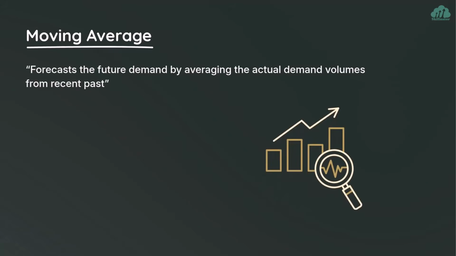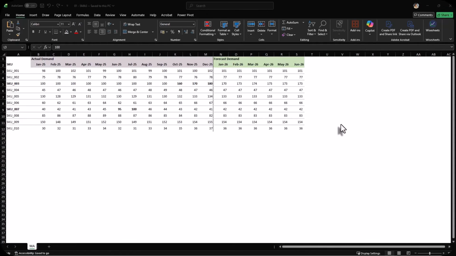Let's start with one of the most commonly used forecasting techniques, the simple moving average. A simple moving average forecasts the future demand by averaging the demand from the recent past. Let's look at a simple example. Assume you have data for the last 12 months of actual demand of 10 products. You want to forecast the demand for the month of January 2026.